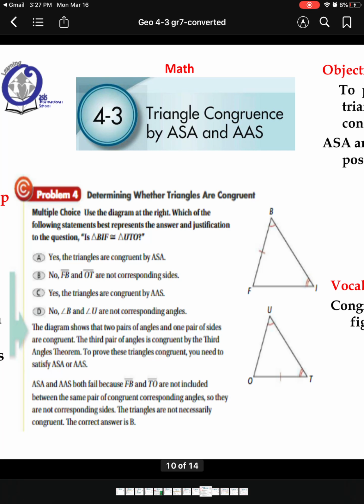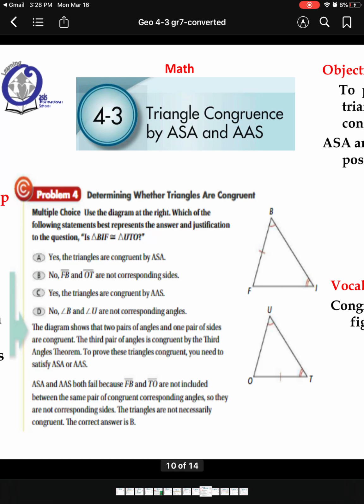If I look in here, determining whether triangles are congruent. This is problem number 4. Use the diagram at the right. Which of the following statements best represent the triangles in here?